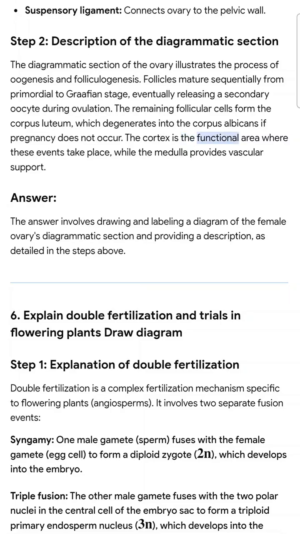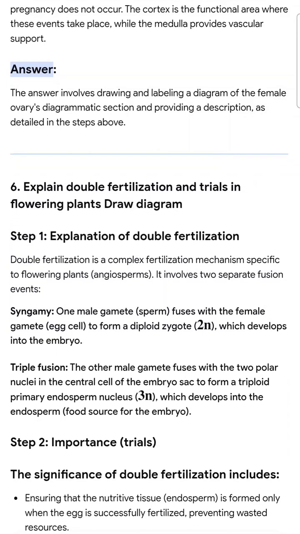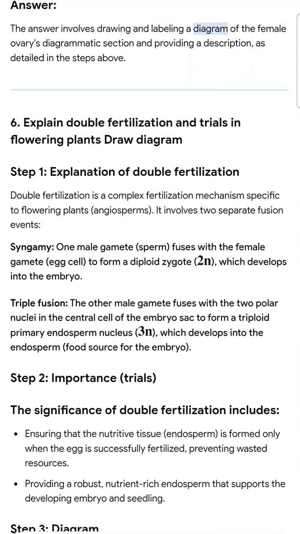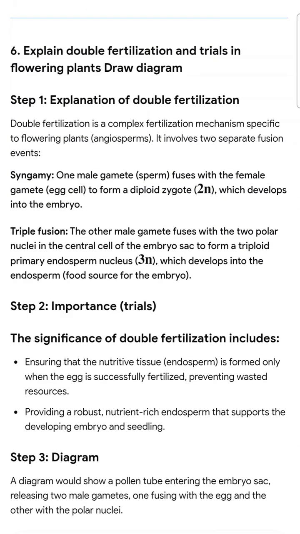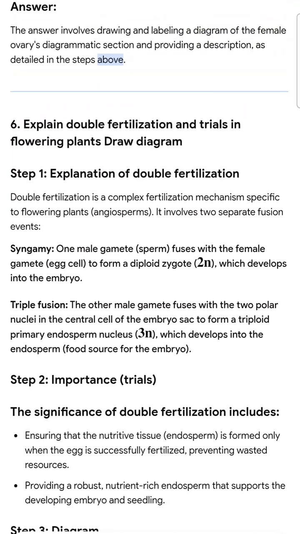The cortex is the functional area where these events take place, while the medulla provides vascular support. Answer. The answer involves drawing and labeling a diagram of the female ovaries. Diagrammatic section and providing a description, as detailed in the steps above.